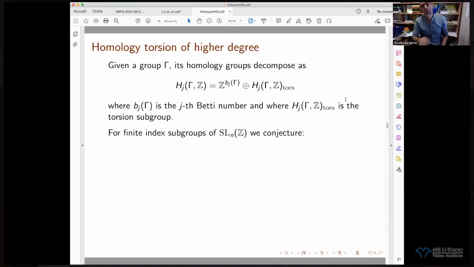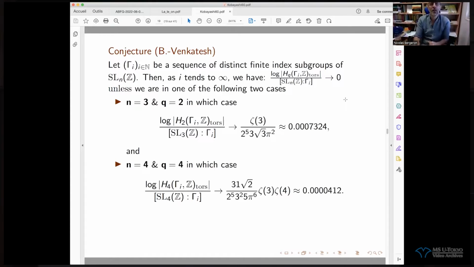And the case I want to consider are finite index subgroups of SL_n(Z), instead of considering the ring of more complicated algebraic numbers like a totally imaginary quadratic field. I can just consider Z, but I take a bigger group by taking SL_n. And in that setting, we have a similar conjecture about the growth of torsion homology.